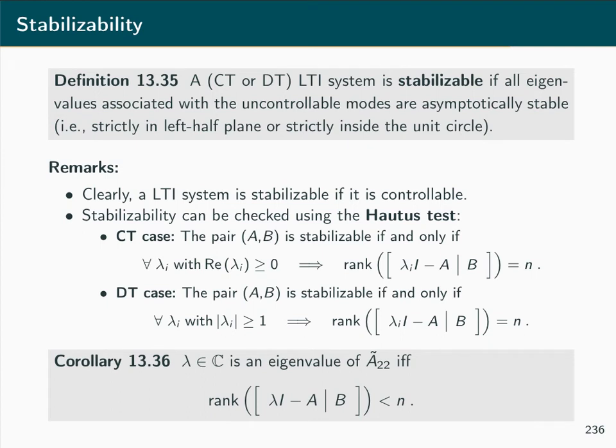And finally, for the sake of completeness, in corollary 13.36, we state that lambda is an eigenvalue of A tilde 22 if and only if this matrix becomes rank deficient if this value of lambda is substituted here.